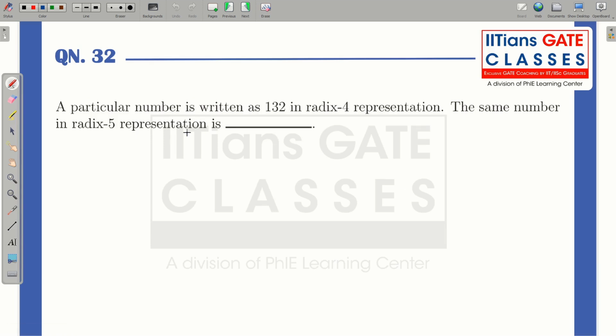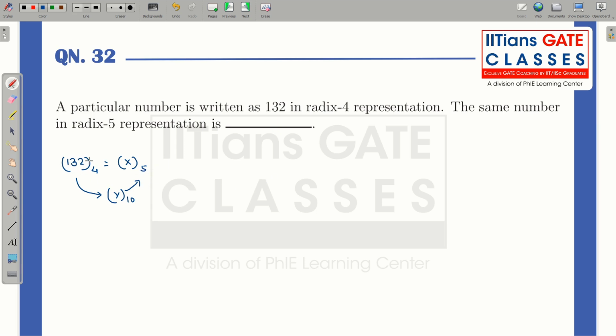So the next question is a very simple question. A particular number is written as 132 in radix 4 representation. What is the same number in radix 5 representation? So we have the number 132 in radix 4, and we have to find the equivalent number in radix 5. For such a question, when we have to convert from one radix to another, we convert this number to base 10, and then convert this base 10 number to our desired radix.